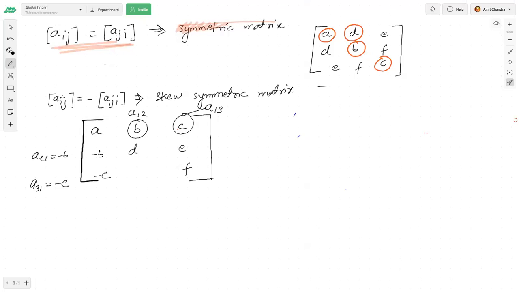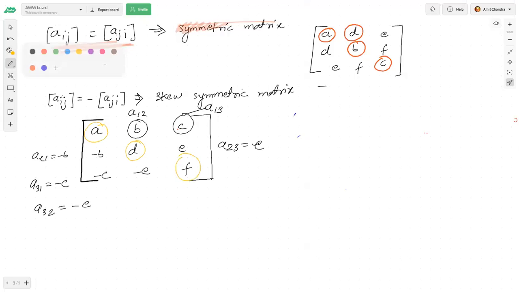Okay. Here if it is E, so A23 is E. So A32 will be minus of E. So here it will be minus of E. Now one more thing. Let's see, here the non-diagonal elements are okay, right? But what about this diagonal element? What about these diagonal elements?